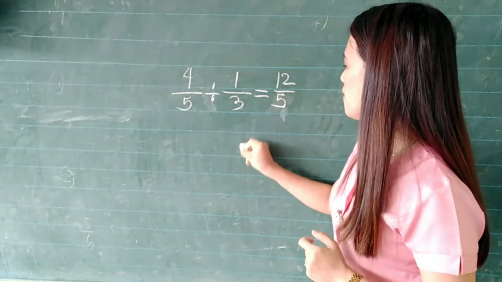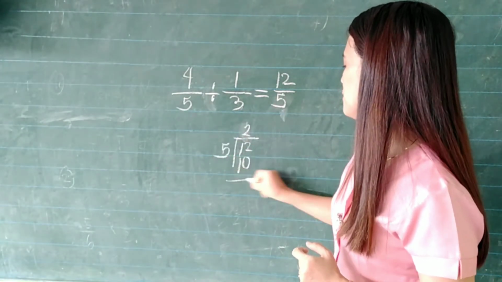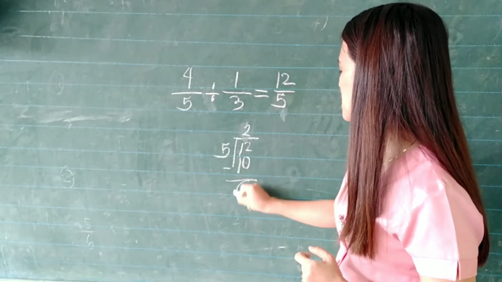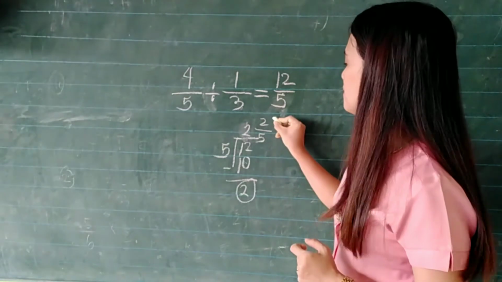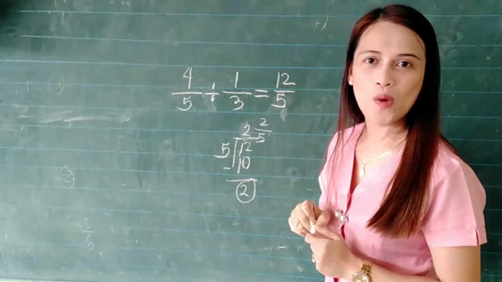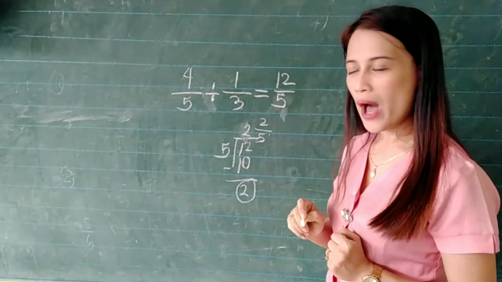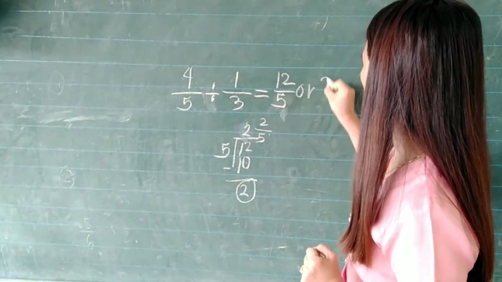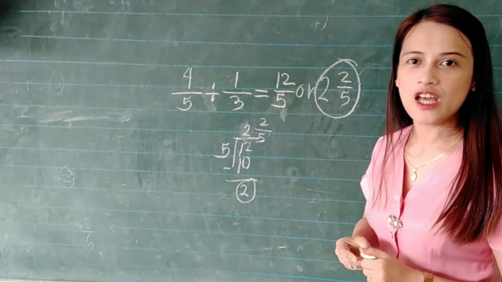So, 12 divided by 5. 2, 10. 12 minus 10, 2. Copy 2. Put it over 5. And then, 2 over 5. Is it in lowest terms? Yes, because there is nothing that can divide both of them. So, the final answer is 2 and 2 fifths. Okay? Let's have another example.